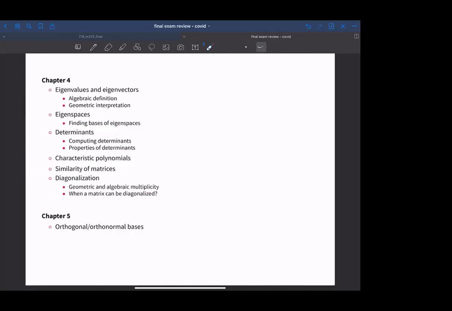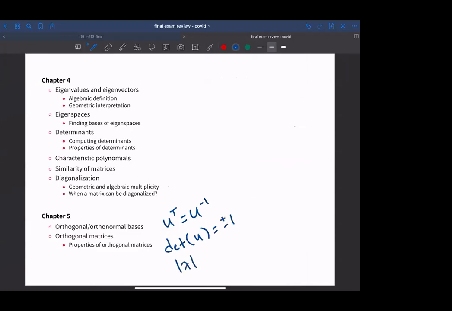Chapter 5 is where we learned about orthogonal sets of vectors, orthogonal matrices. Remember, orthogonal matrices are square matrices with orthonormal columns. And so orthogonal matrices have a lot of nice properties. For example, if U is orthogonal, then the transpose is just equal to the inverse. We also know that the determinant of an orthogonal matrix is always plus or minus 1. We know that eigenvalues of an orthogonal matrix are always equal to 1 in absolute value, and so on. So there are a lot of nice properties about orthogonal matrices that we saw.